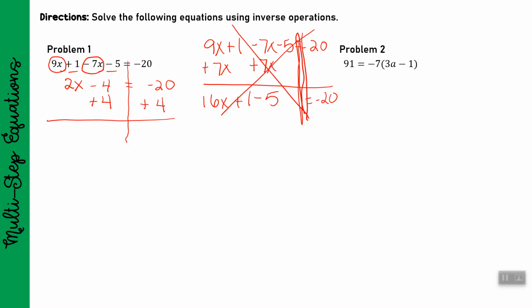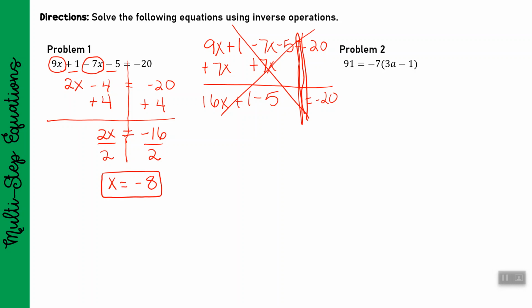So on the left side, all I'm left with is 2x. Carry down my equal sign. We have negative 20 plus 4, so we're going to get negative 16. Divide both sides by 2. And so we're left with x equals negative 8. And there we go.